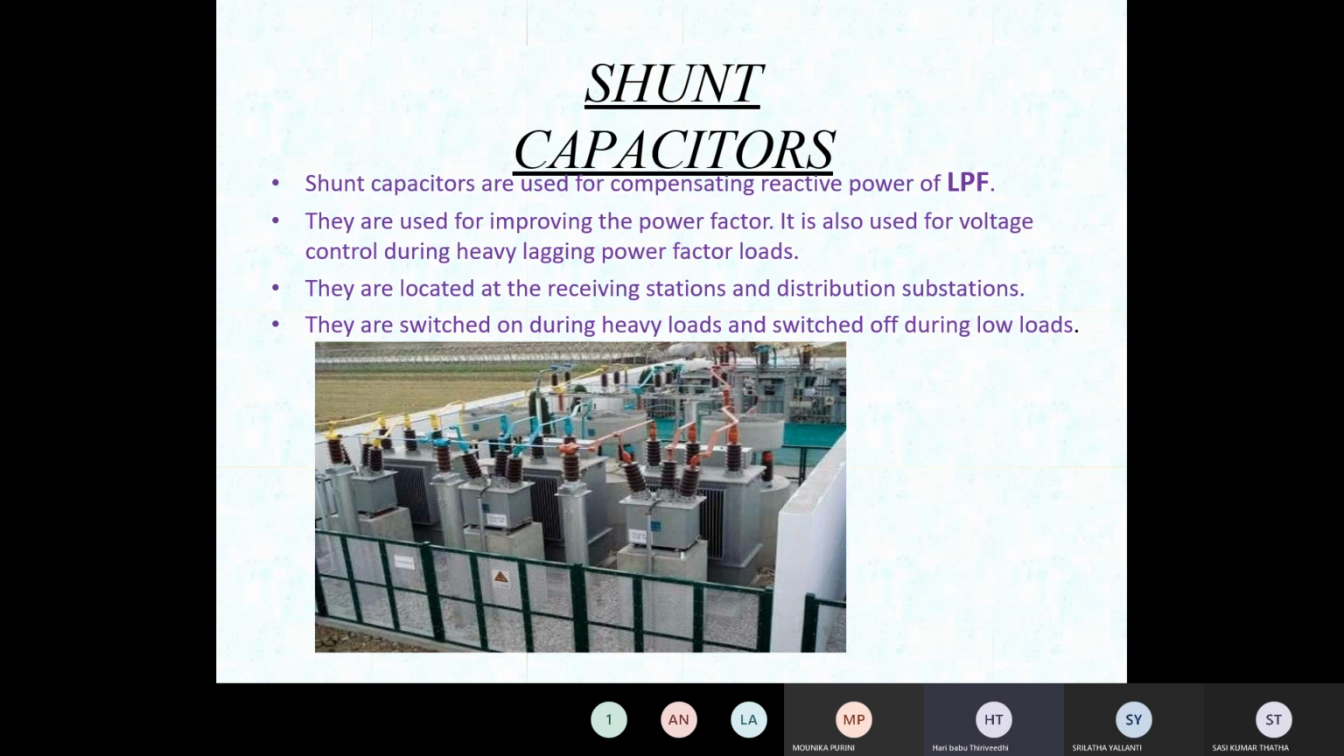Shunt capacitors. Mainly shunt capacitors are used to improve the power factor. That means to reduce the reactive power. It is also used for voltage controlling during heavy lagging power factor loads. So these capacitors are located at the receiving end stations and also distribution substations.